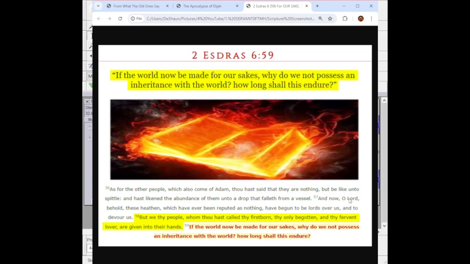And now, O Lord, behold, these heathen, which have been repudiated as nothing, have begun to be lords over us and devour us. But we, thy people, whom thou hast called thy firstborn and thy only forgotten, thy fervent lover, are given into their hands. If the world now be made for our sake, why do we not possess an inheritance with the world? How long shall this endure?